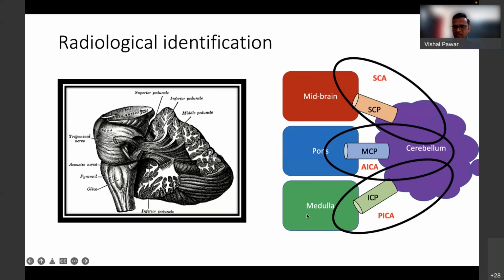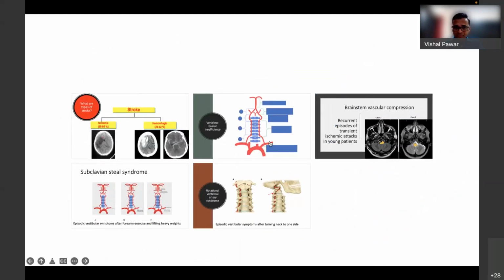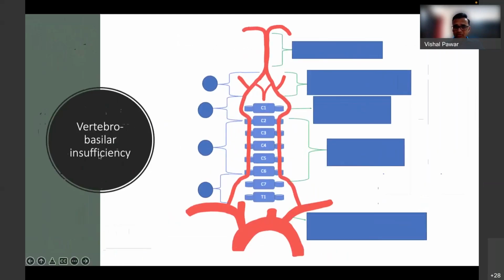That's why the identification of these brainstem structures is important first. Then we can accordingly decide which territory is involved. Even before the angio, if there is involvement of these structures along with the cerebellum, we can tell which vascular territory can be involved. Now coming to vertebrobasilar insufficiency, this is the V1 segment of the vertebral artery.